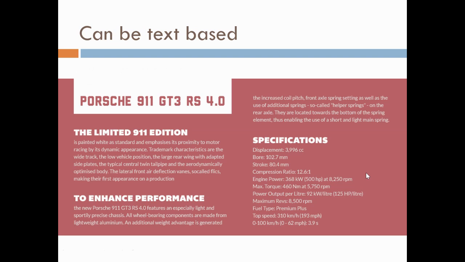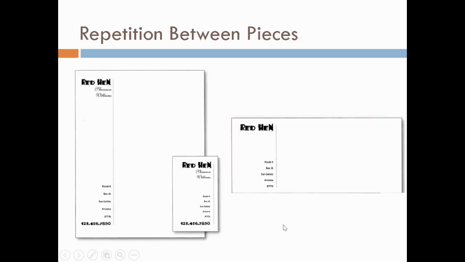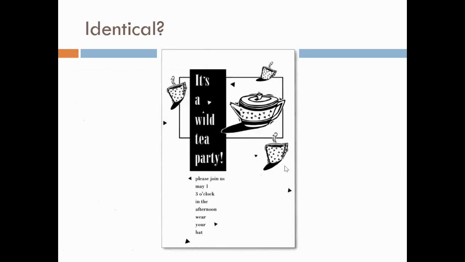It can be all text-based. It could be something like this. This was for an advertisement for the Porsche, having the same font size and styling for each of the headlines, and then having the same body copy styling for all the information that's there. With having repetition, like I mentioned earlier, it's going to help it feel consistent, even if the size or the media that you're using is different.